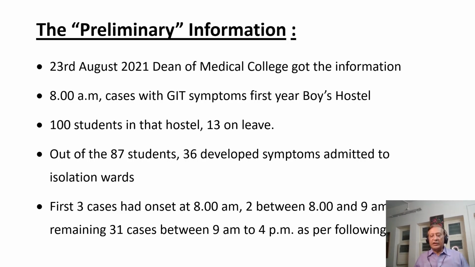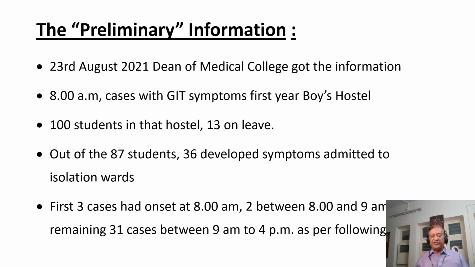So, on 23rd of August 2021, the Dean of a medical college got the information that since today morning, from about 8 a.m., cases with symptoms referable to the GIT have been coming from the first year boys hostel. Out of the 100 male students of MBBS first year staying in that hostel, 13 were on leave. So, out of the 87 boys, 36 developed symptoms and were admitted to the isolation wards of the medical college. Since the incident was concerning, the dean directed the casualty medical officer to investigate the episode under the overall guidance of the head of department of community medicine.